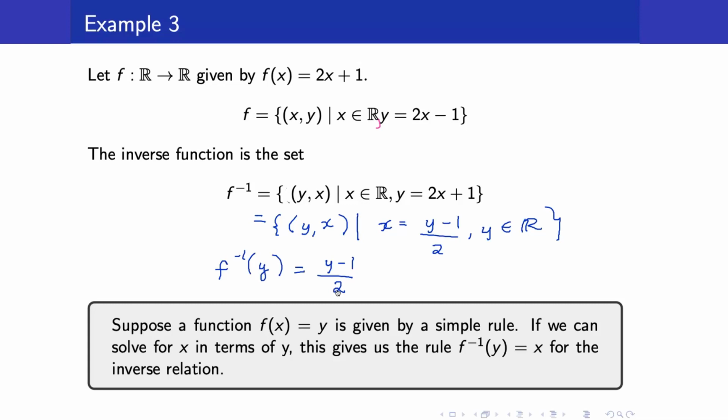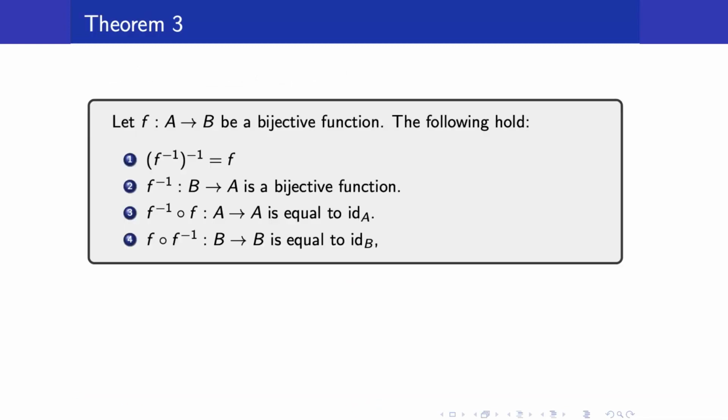So therefore, if a function f of x equals y is given by a simple rule, all we have to do is solve for x in terms of y, and this gives us the rule f inverse of y for the inverse relation. Now here's another theorem for us. Suppose that we have a bijective function. Remember that we cannot talk about the inverse of a function if the function itself is not bijective. So number one is saying that the inverse of the inverse of a function is just the original function. And if f is bijective, then its inverse function is also bijective.